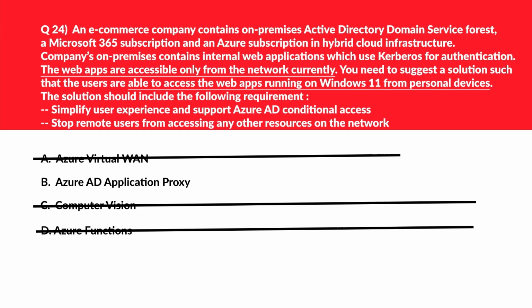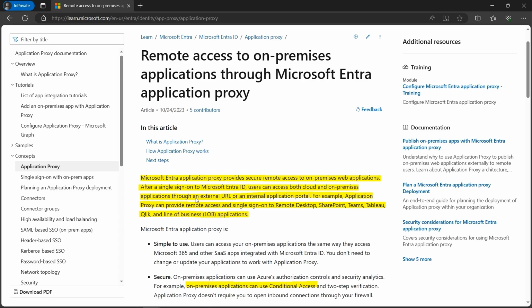We are left with Azure AD application proxy, and it says in the official documentation that Microsoft Entra Application Proxy provides secure remote access to on-premises web applications. After a single sign-on to Microsoft Entra ID, users can access both cloud and on-premises applications through an external URL or an internal application portal. For example, application proxy can provide remote access and single sign-on to Remote Desktop, SharePoint, Teams, Tableau, Qlik, and line of business applications. There's a mention that on-premises applications can use conditional access.